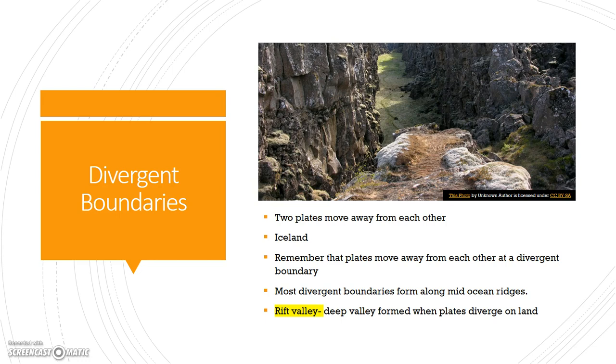Divergent boundaries are where two plates move away from each other. And in Iceland, there's actually one that you can walk in. So that's right here. This is one side of the plate, this is the other side of the plate, and this is what's in between them. These two plates are moving apart. So one plate is moving this way, while the other plate is moving this way. And it's creating this valley in here. And that's called a rift valley. And that's a deep valley formed when plates diverge on land. And most divergent boundaries form along mid-ocean ridges.